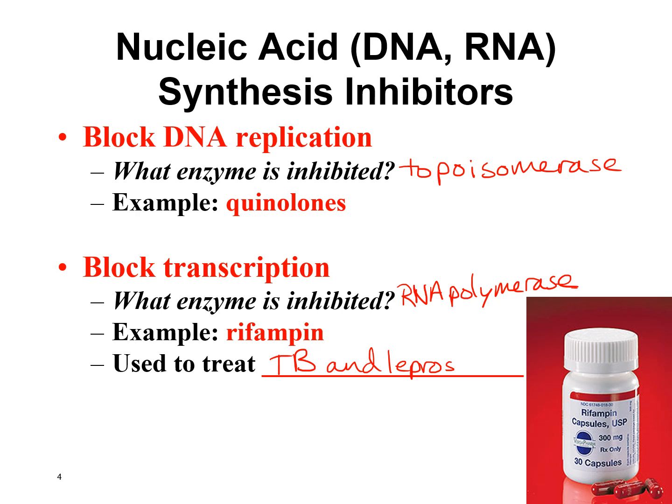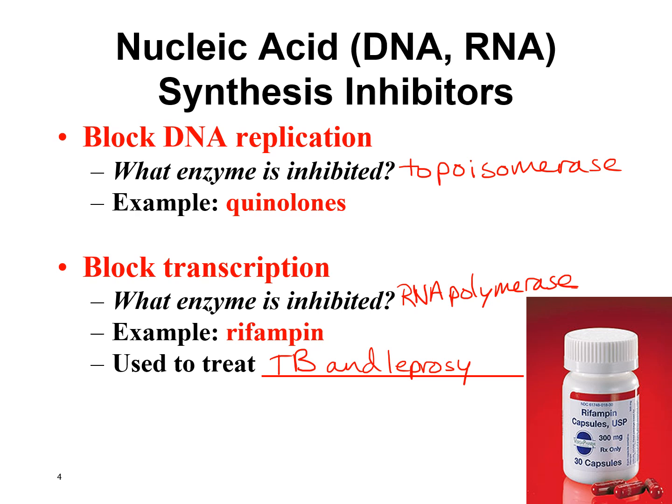And rifampin is usually never used by itself. It's usually used in combination with other antibiotics. And it can also be used to treat some other bacterial infections besides TB and leprosy. So sometimes you might see it used to treat some of the resistant bacteria along with some other antibiotics as well.